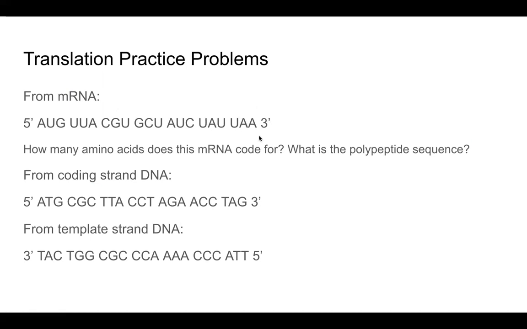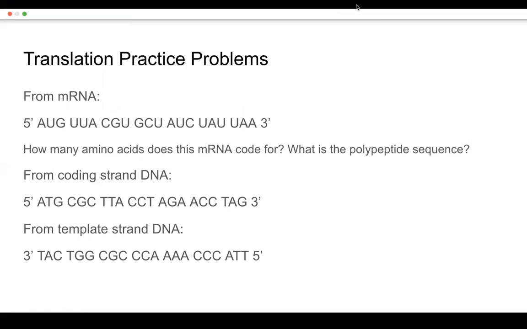is a stop codon. So again, just to reiterate, a stop codon does not code for an amino acid. It codes for a release factor, which is a completely separate protein. So although that UAA is a codon, it does not code for an amino acid. So in this case, there are only 6 codons that this mRNA codes for. We got that by counting up how many sets of 3 nucleotides there were, minus the stop codons. And we can figure out what the polypeptide sequence is by looking at the codon chart.